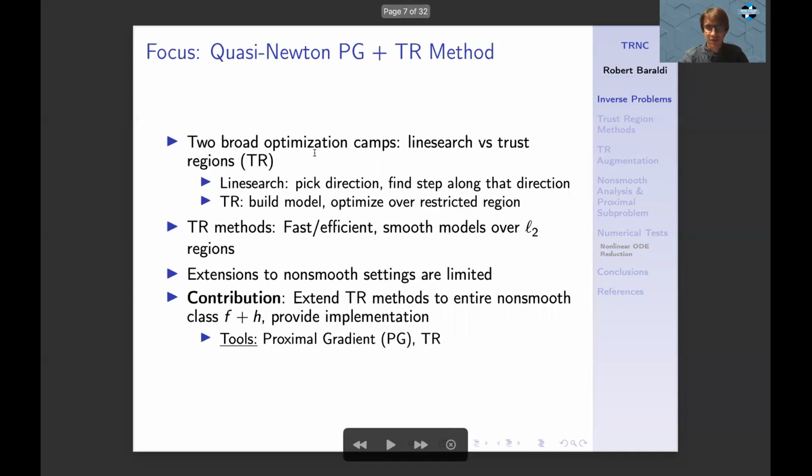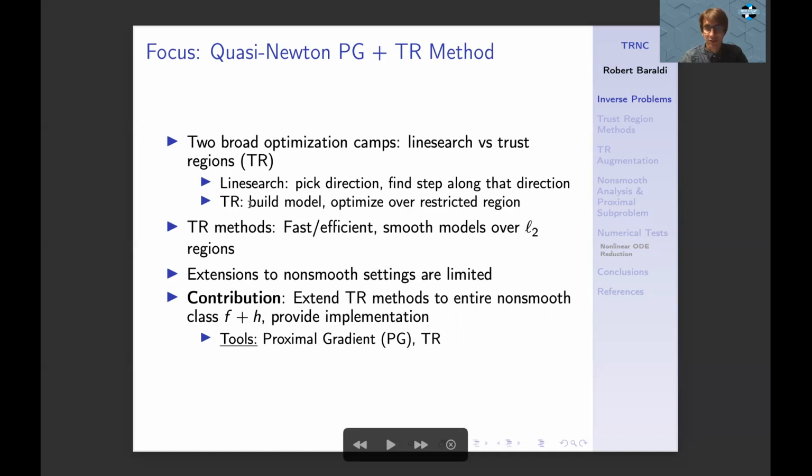Okay, so the focus is to give you a high-level overview of how optimizers approach these types of things. You can think of optimization as roughly falling into two camps: line search methods versus trust region methods. In a line search method, you pick a direction, and then you determine how far you walk along that direction, and how much you minimize the problem.